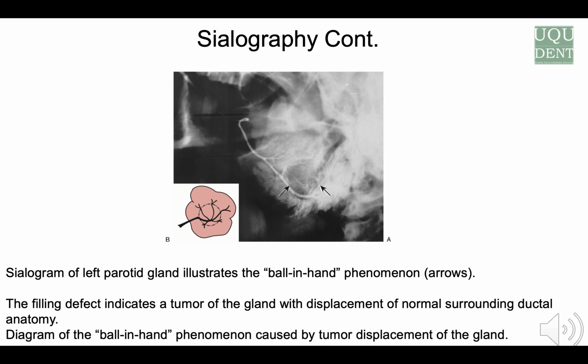Another form, as you can see here in the left parotid gland, looks like the ball-in-hand phenomenon, as the arrow shows. This filling defect indicates that there is a tumor of the gland with displacement of the normal surrounding ductal anatomy. So the tumor pushed the duct away from the tumor, so it gives the appearance of a ball in the hand.